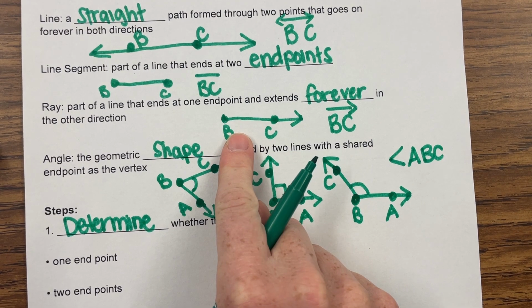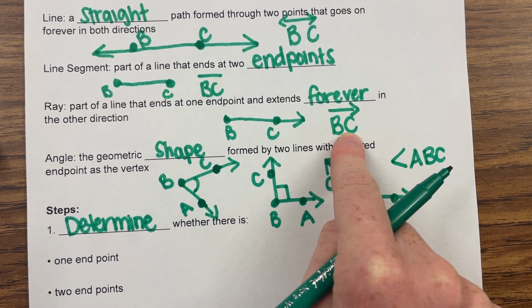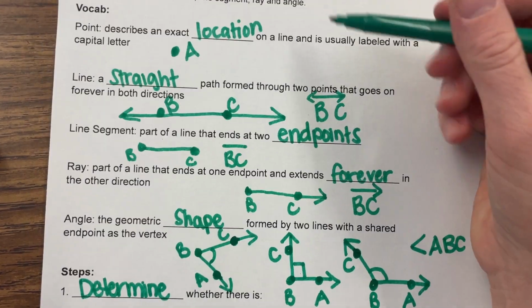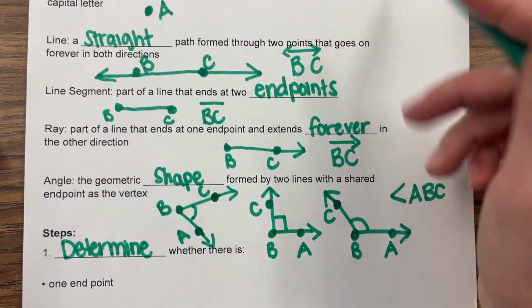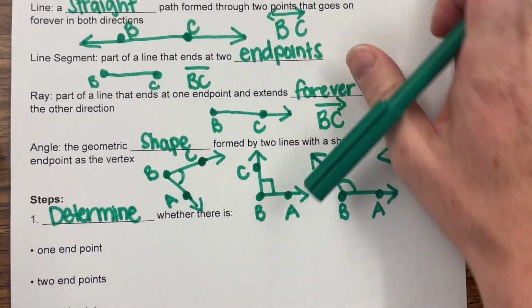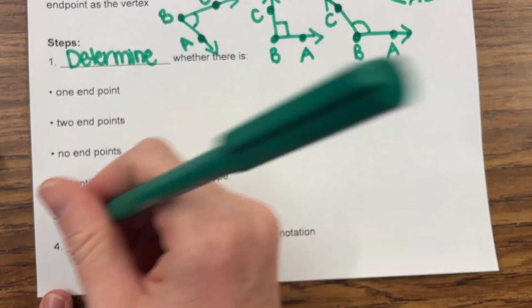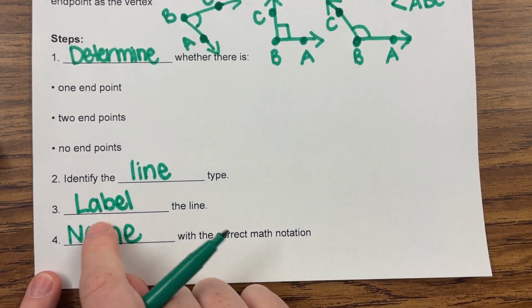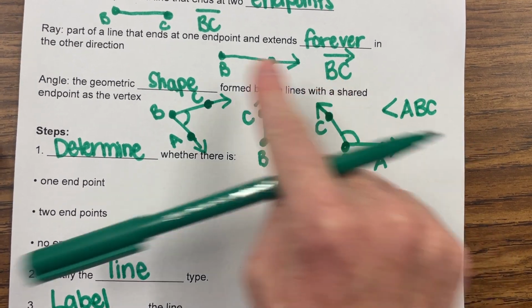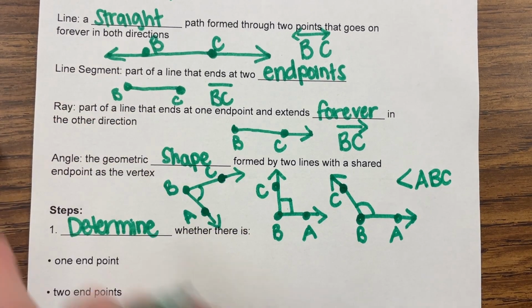Remember, if I had this one, for example, this is labeling the line, where you put the two letters, and then depending on the type of line, you're going to either have arrows going both directions, no arrows, one arrow, or you will label all the angles. Okay, step 4 is to name with the correct math notation. So labeling is this, naming would be saying it's a ray. Naming would be saying it's a line segment or a line.